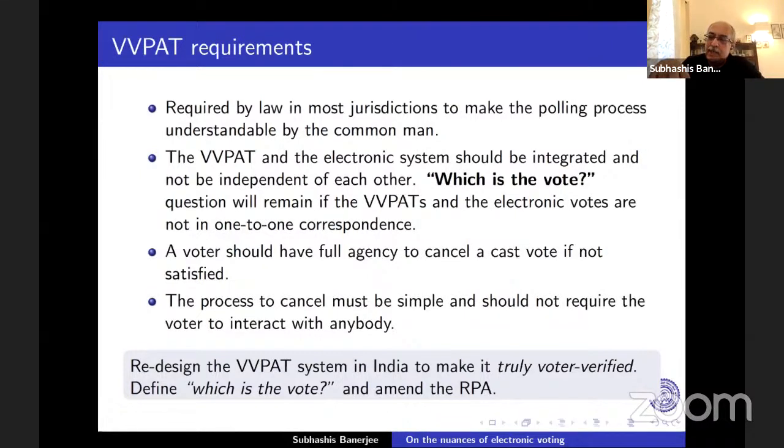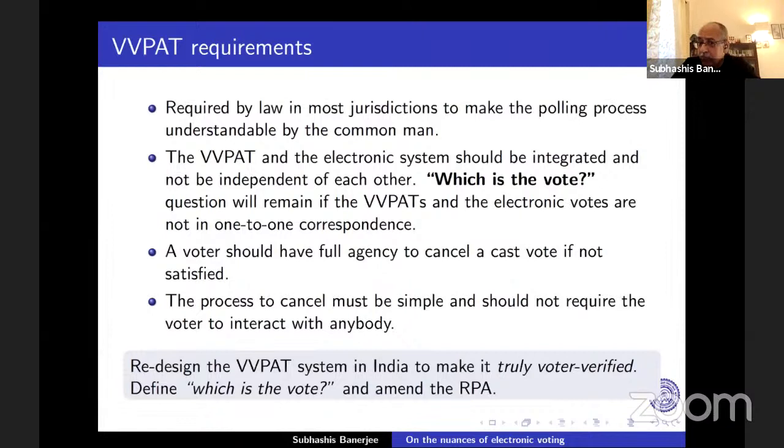And a VVPAT slip gets detached from a printer and falls into a sack. It is impossible to know which one was your vote, right? So it all gets mixed up inside a sack and becomes indistinguishable. So the Indian election system and the Representation of the People's Act have not clearly defined which of the two is a vote. This is important because suppose there's a mismatch between the two, as there almost always is. If you manually count the VVPAT, it's extremely unlikely that it will match the electronic one exactly.